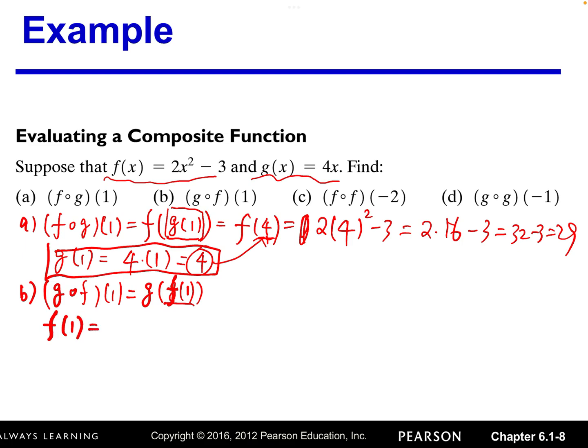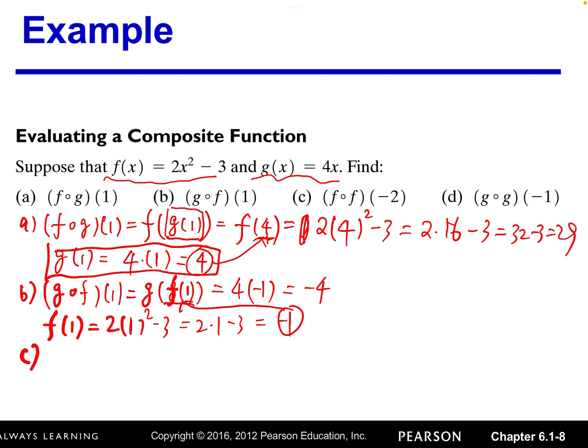Okay, f of 1, that's 2x squared minus 3, right? Replace x by 1. So that's 2 times 1 minus 3, which is 2 minus 3, that equals negative 1, right? And then substitute f of 1 by negative 1. So going here, that's 4 times x, right? Replace x by negative 1. So that equals negative 4. Answer for B is negative 4.